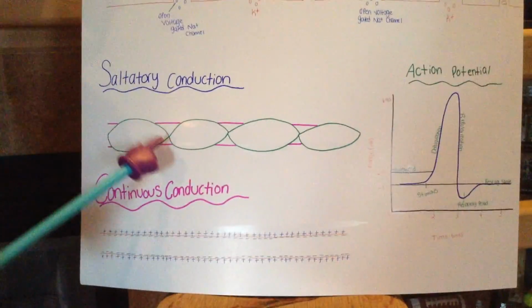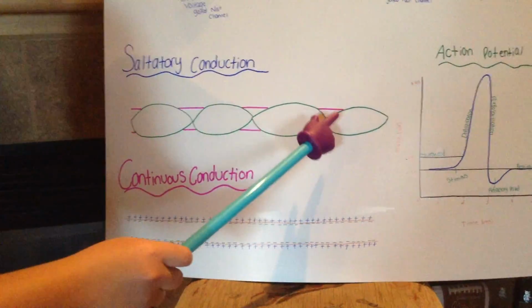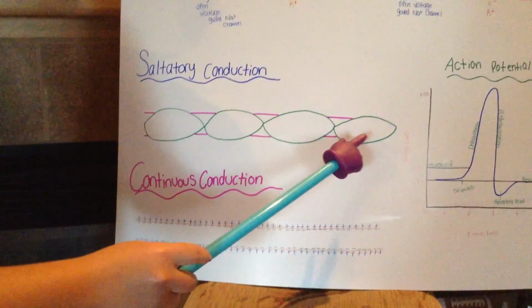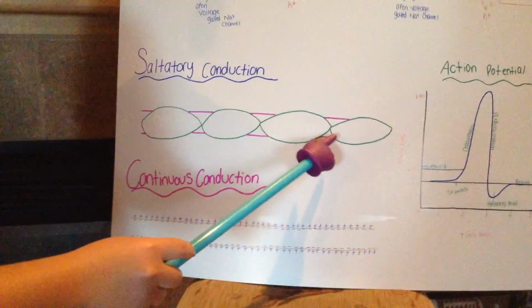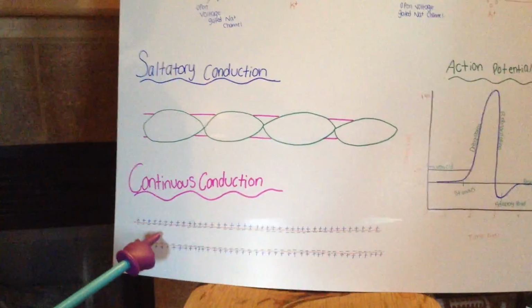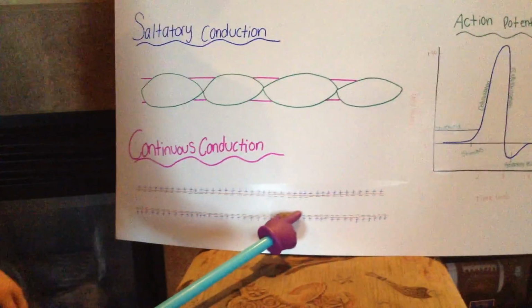Now let's talk about membrane resistance. Membrane resistance is simply how resistant the membrane of the axon is. So in saltatory conduction, the membrane resistance is greater because it has myelin wrapped around it. In continuous conduction, the membrane resistance is less because it does not have myelin wrapped around it.